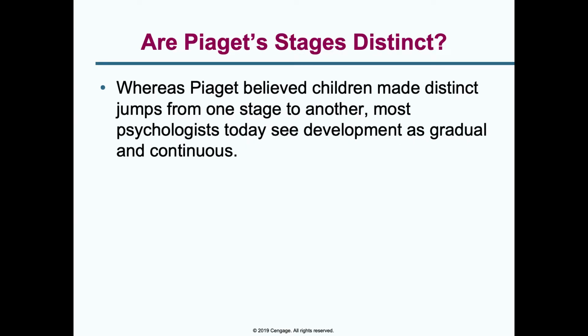Okay, our Piaget stages are distinct. Well, Piaget believed children can go from one stage to another, but it's not like, okay, they finished stage one, so they're just going on to stage two, and there's nothing that they'll go back to in stage one. That's not what it means. It's more of a gradual and continuous thing.